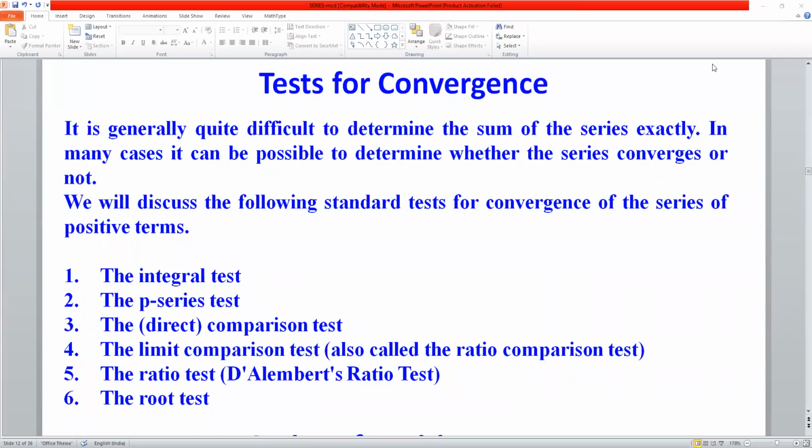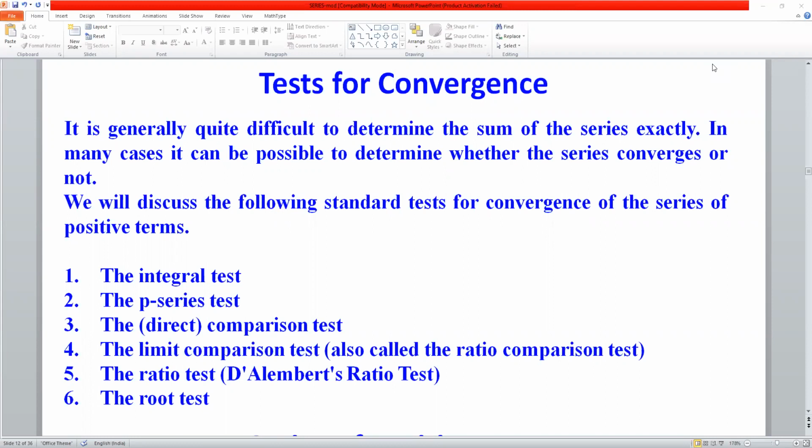Hi, in this video, I'm going to discuss tests for convergence of the series. In the previous video, we studied the convergence of the geometric and telescopic series. As we know, the geometric series is convergent for mod r less than 1, and we also determined the sum of the geometric as well as telescopic series.